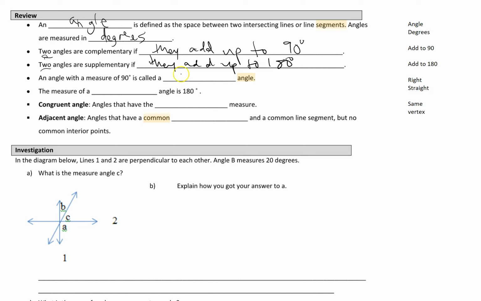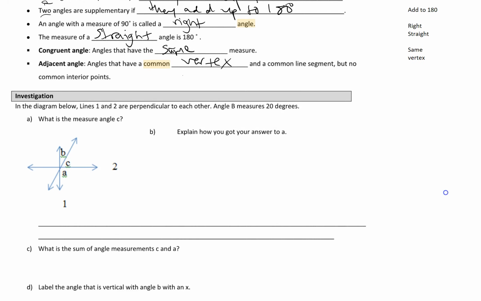An angle with a measure of 90 degrees is called a right angle. So that would just be one angle by itself. And the measure of a straight angle is 180 degrees. Congruent angles are angles that have the same measure or equal measure. And then adjacent angles are angles that have a common vertex and a common line segment, but no common interior points. So they're going to share that same middle part, but then they don't necessarily have anything else in common, and they don't necessarily add up to something specific.